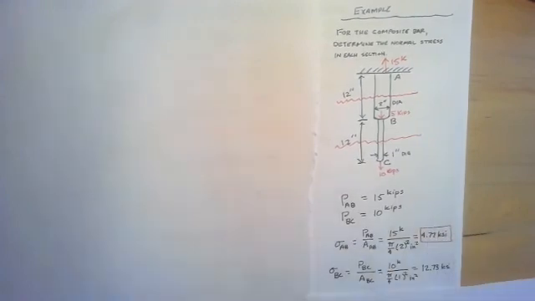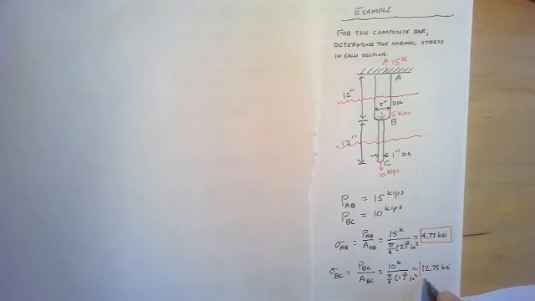For section BC, same thing. The stress is equal to PBC over ABC. PBC is 10 kips, and the cross-sectional area is pi over 4 times d squared. So we would have a stress of 12.73 KSI in section BC. And that concludes video lesson number 1.